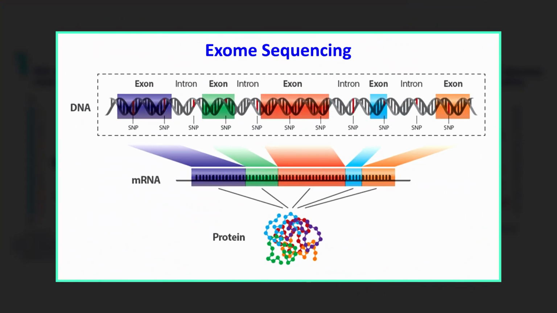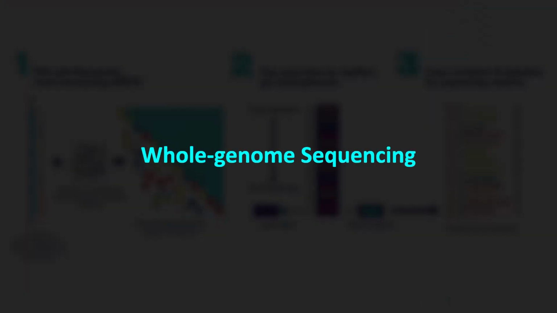Although exome sequencing is more expensive than hybridization based technologies on a per sample basis, its cost has been decreasing due to the falling cost and increased throughput of whole genome sequencing. Dear students, the second one is whole genome sequencing.